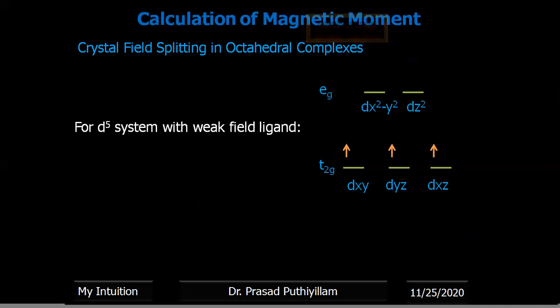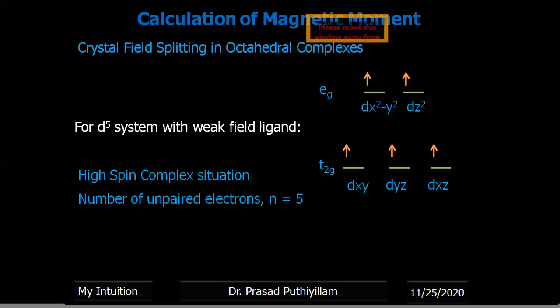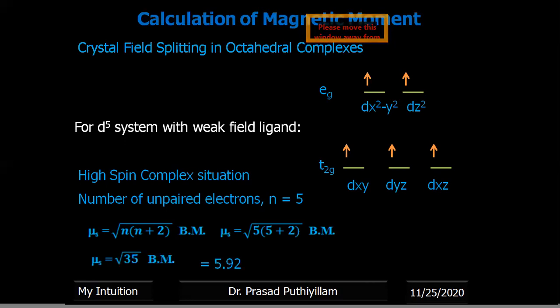Therefore, 1, 2, 3, 4, 5 unpaired electrons. So we can say this is a high spin complex. The number of unpaired electrons here is 5. So all the 5 electrons are unpaired. Therefore, we can calculate the spin-only magnetic moment, mu s, as square root of n into n plus 2 Bohr magneton. Substituting n as 5, it becomes square root of 35, that is 5.92.